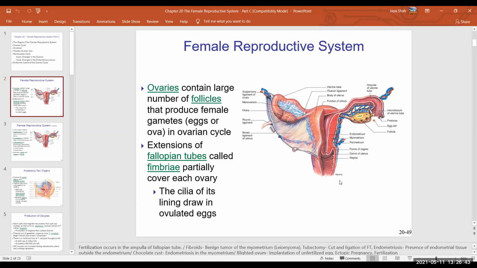Okay? Professor, you said the corpus luteum, when that forms, is that in the endometrium or is that higher?